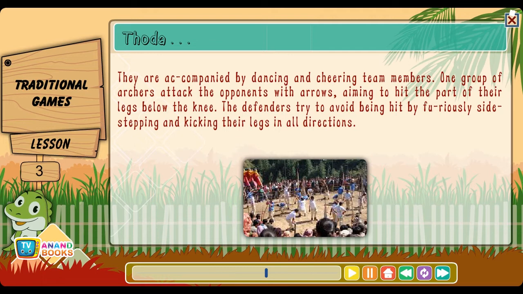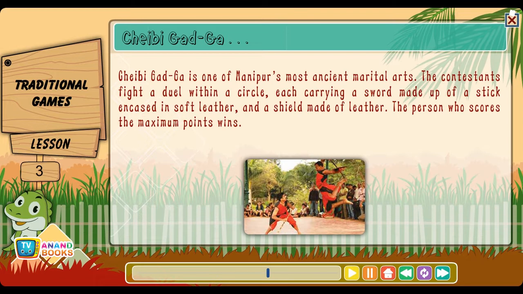Chebi Gadga. Chebi Gadga is one of Manipur's most ancient martial arts. The contestants fight a duel within a circle, each carrying a sword made up of a stick encased in soft leather and a shield made of leather. The person who scores the maximum points wins.